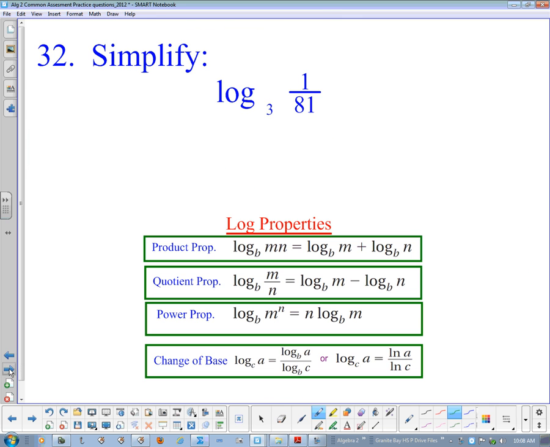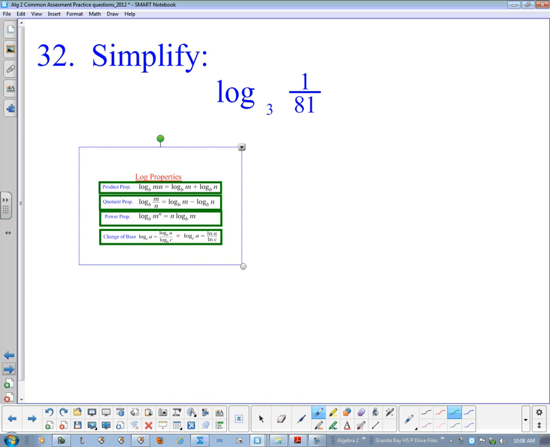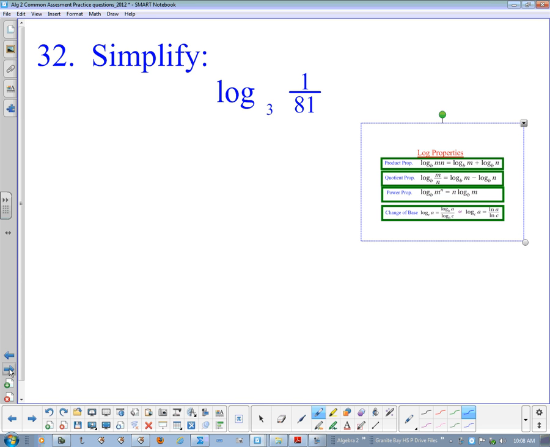Moving ahead. All right, we need to simplify this now. There are some tricks here. Log base 3 of 1 over 81. I'm going to set it equal to something, just to see what we do. How about just y? That means base of 3 raised to the exponent of y is equal to 1 over 81.